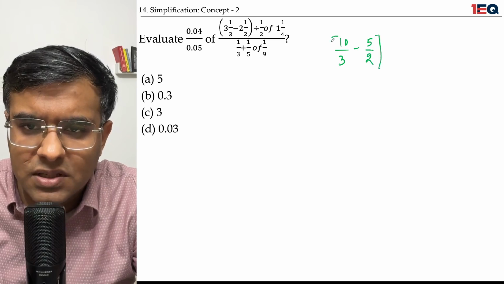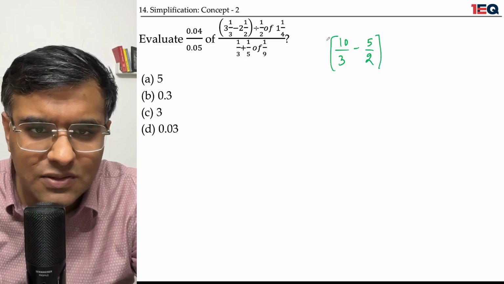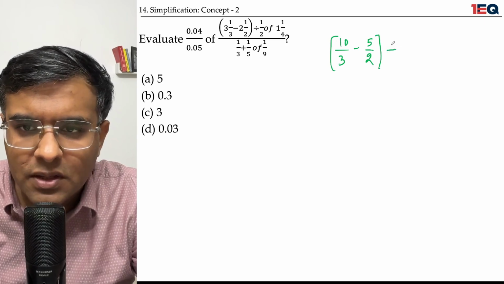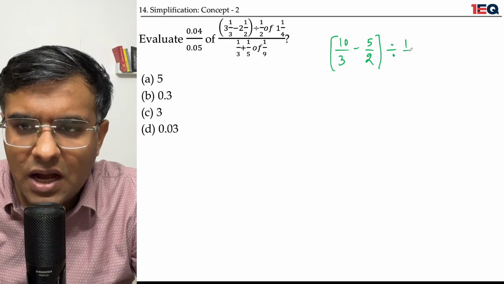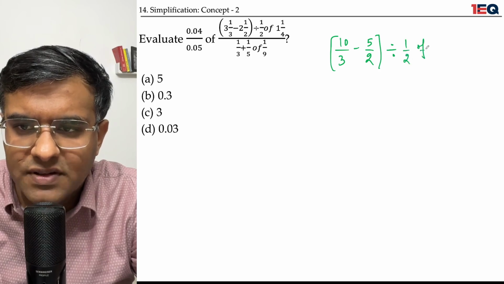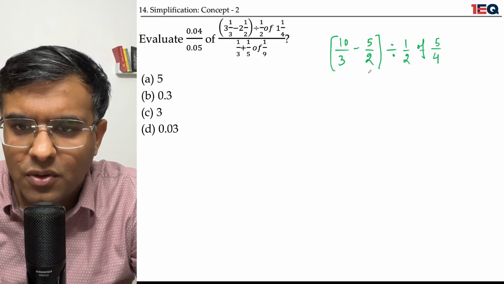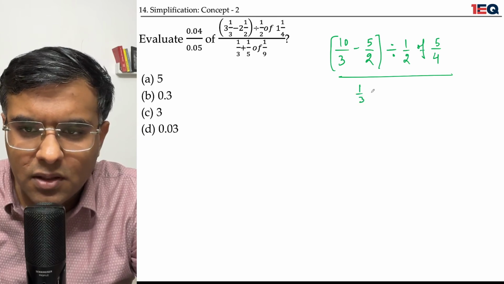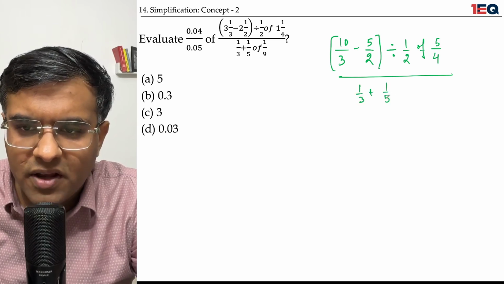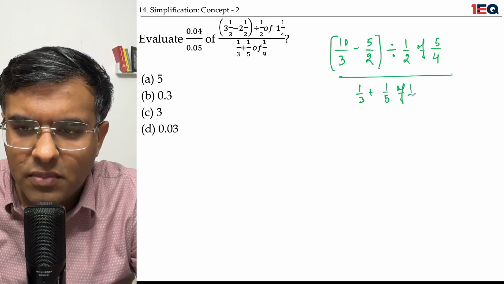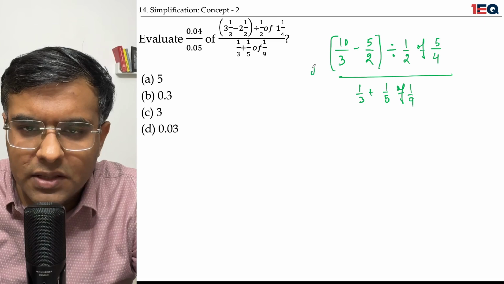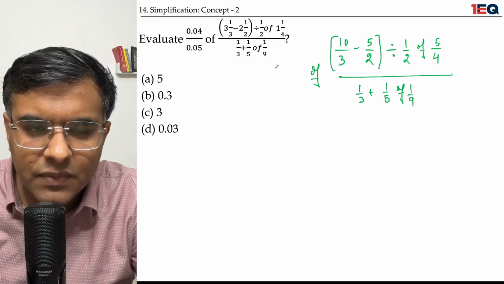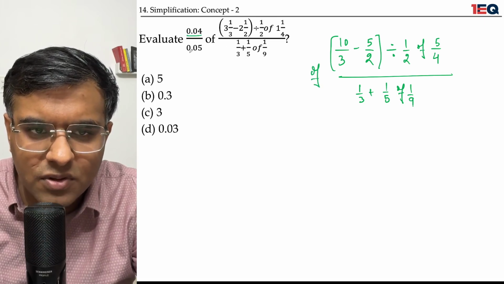This whole comes in curly braces. Let's assume this to be round braces. There is a division sign, there is a half, and there is an 'of' sign over here. Then 4 ones are 4. This comes out to be 5 by 4, whole divided by 1 by 3 plus 1 by 5 of 1 by 9. And there is an 'of' symbol over here as well. Then there is 0.04 upon 0.05.